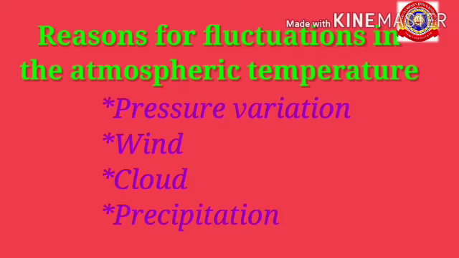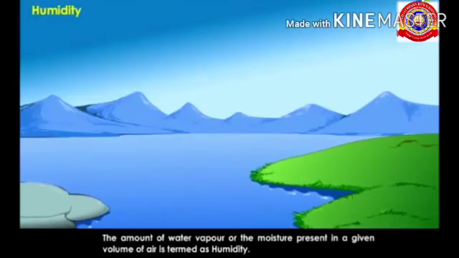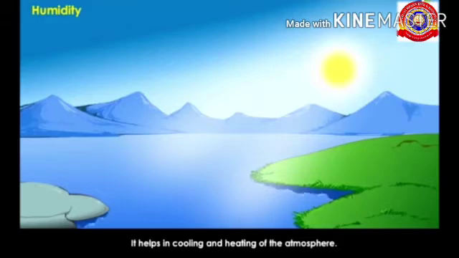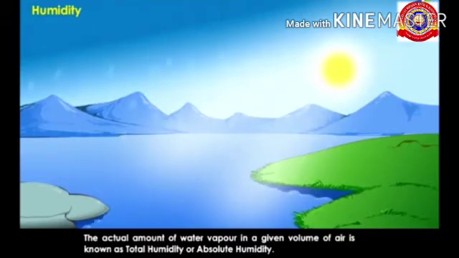Next, what are the reasons for the fluctuation of atmospheric temperature? First one, pressure variation, wind, cloud, and precipitation. Next is humidity. The amount of water vapor or the moisture present in a given volume of air is termed as humidity. It helps in cooling and heating of the atmosphere.